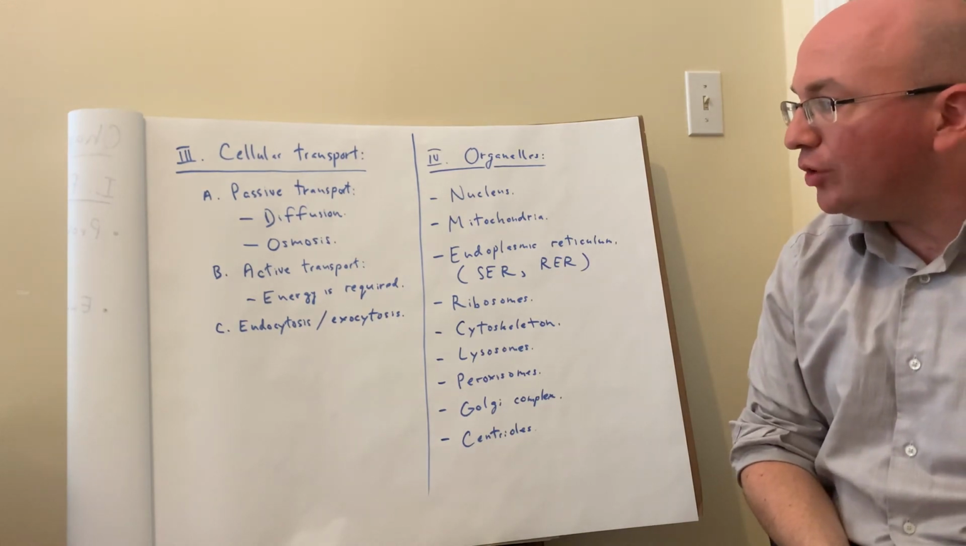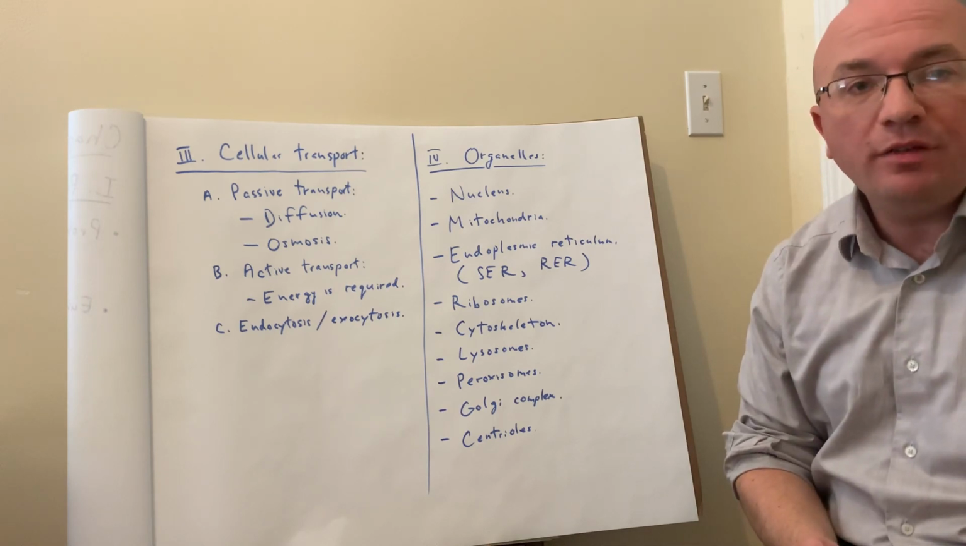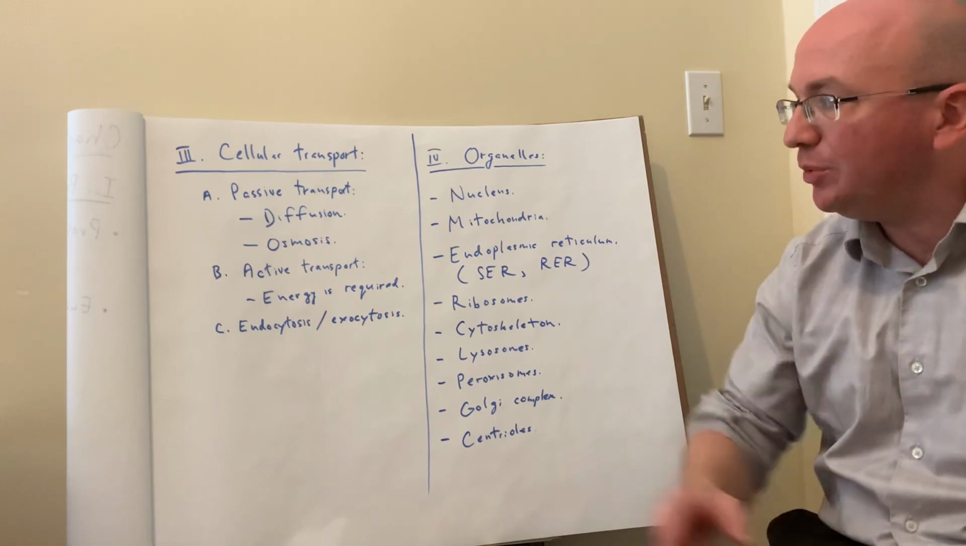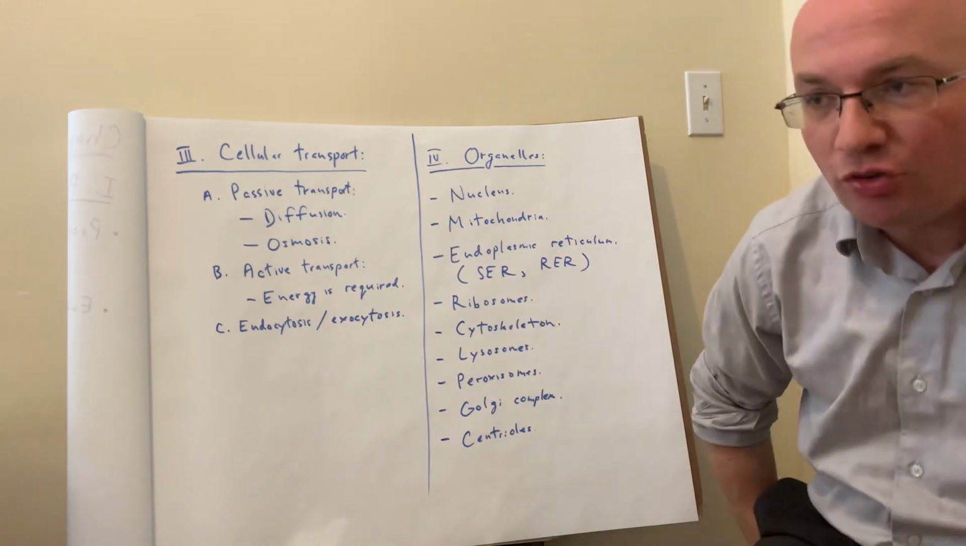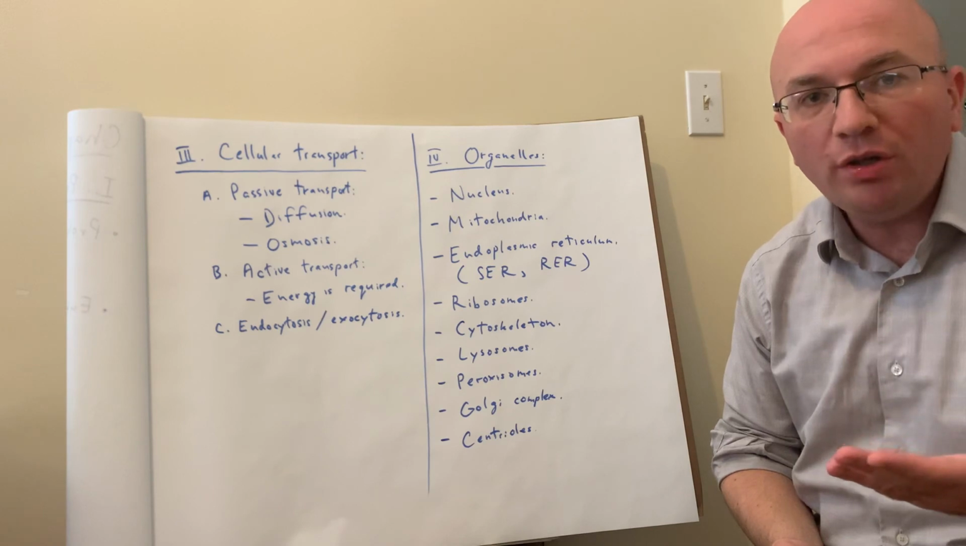So there's essentially two main types of transport on the cellular level, and this is the passive transport and active transport. When you hear the word passive, what that means essentially is that molecules that are passing through the membrane do not need energy to pass, right?